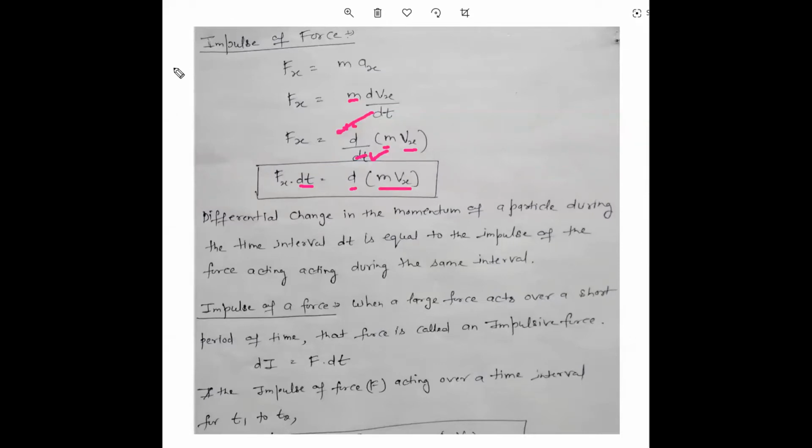So that is the meaning: the differential change in the momentum. This change will take place in a very infinitely small time period. The change in the momentum of a particle during the interval dt is equal to the force acting for a very short interval of time. dt is a very short interval of time, and that is known as the impulse of a force. The force which is applied for a very short interval of time is known as impulse of a force acting during the same interval.